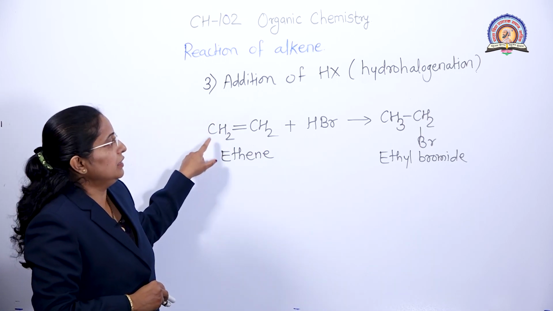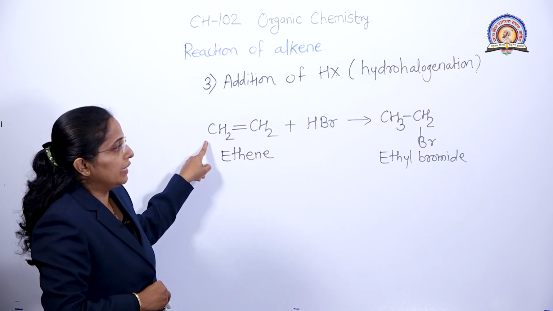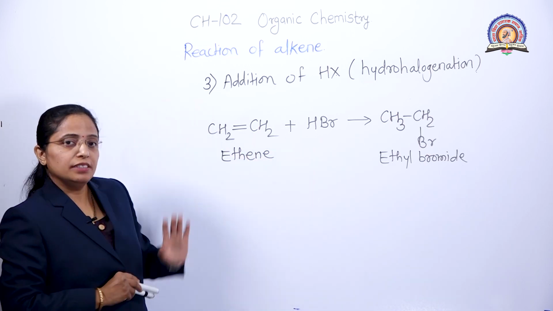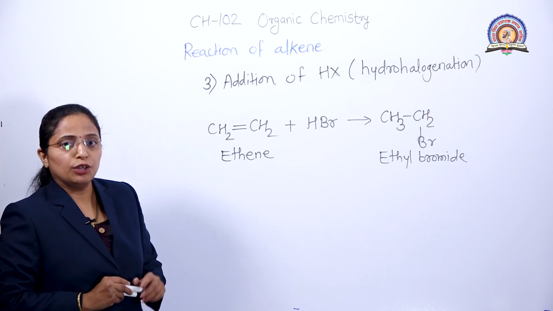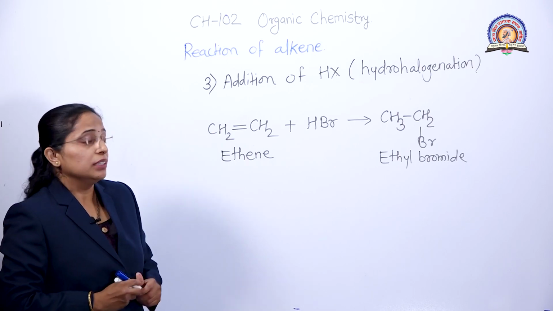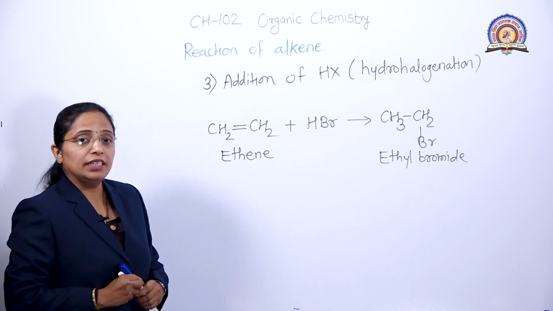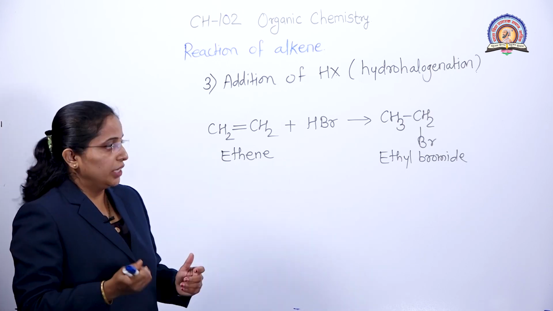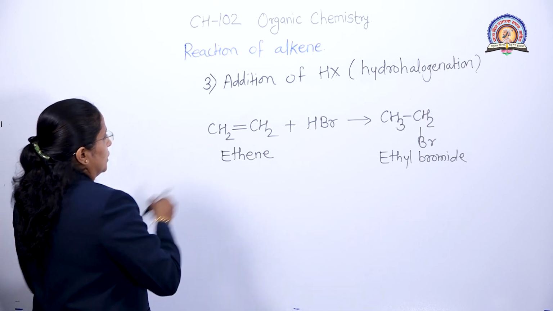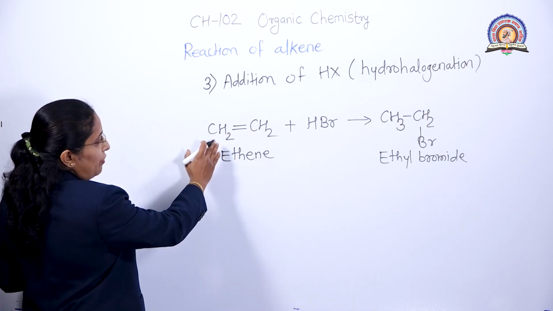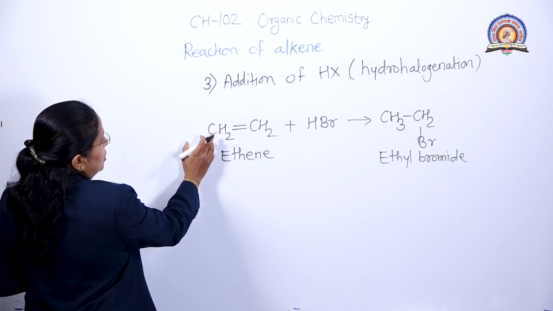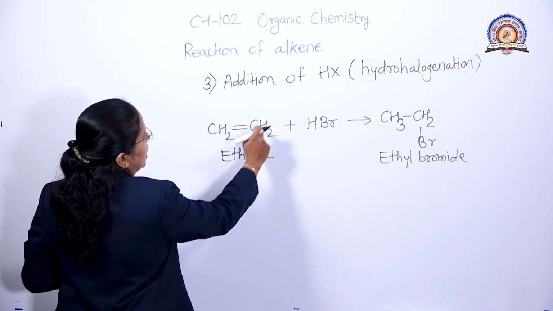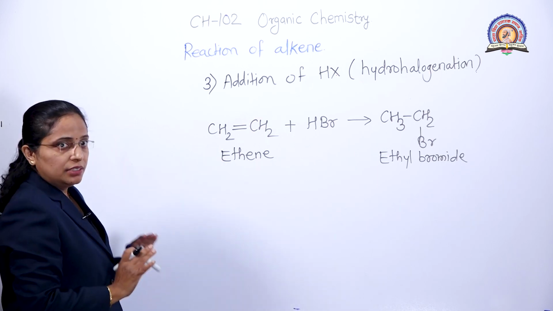When the alkenes are symmetrical, at that time we get only one product, right? But when the alkenes are unsymmetrical, at that time we get two products. So let us discuss those products. This is the symmetrical alkene. Why do we call it symmetrical? Because to this carbon two hydrogens are there. Again this carbon is having two hydrogens. That's why it is symmetrical.